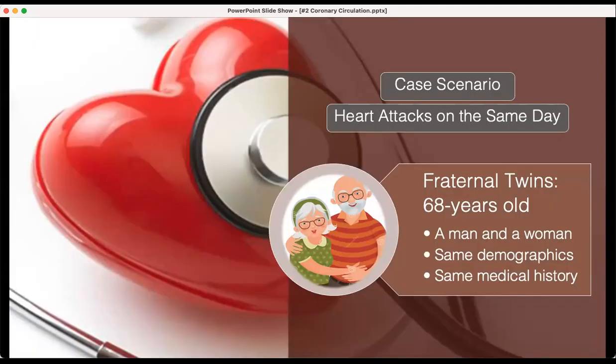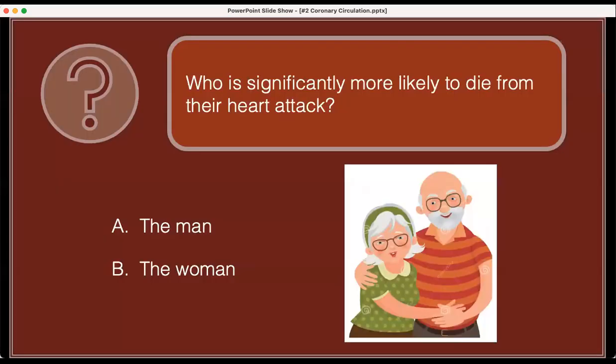All right, let's do a case scenario real quick. So heart attacks, this is just a scenario that's going to come up with a question for you. You have a woman and a man. They're both the same age. We're going to make them fraternal twins because we want them to have the same genetics, the same demographics. So they've been eating the same way, living the same lifestyle, and they both have heart attacks on the same day. Who is significantly more likely to die from their heart attack, the man or the woman?